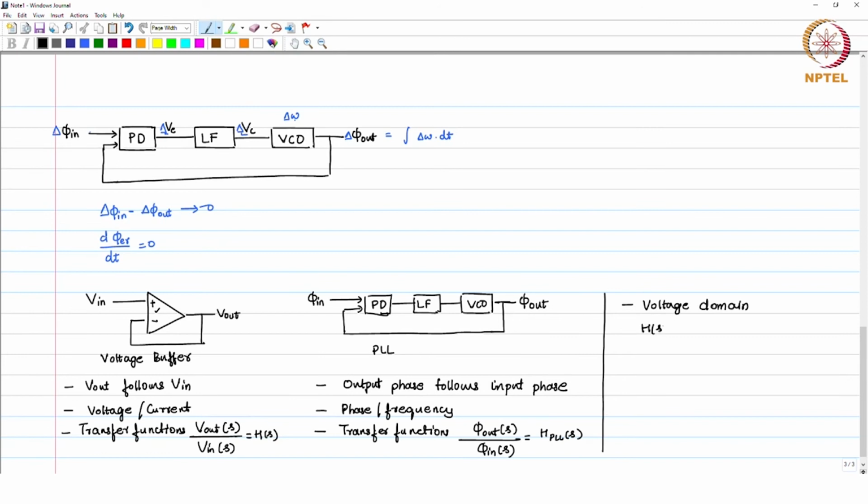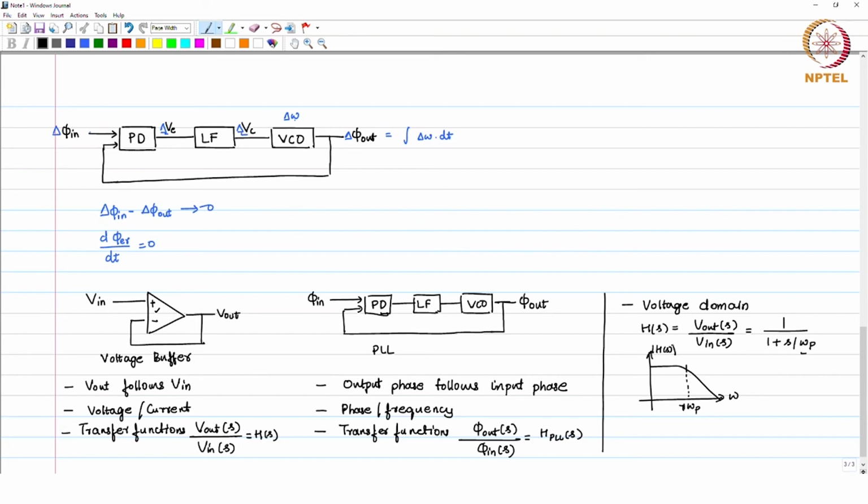So, just to help you understand, when we talk in the voltage domain about the transfer function H of S, V out of S by V in of S, for example, I will just pick one low pass transfer function, let us say 1 plus S by omega p. It is a low pass transfer function with the pole at omega p. You can draw this transfer function like this, where you have a pole at frequency omega p.